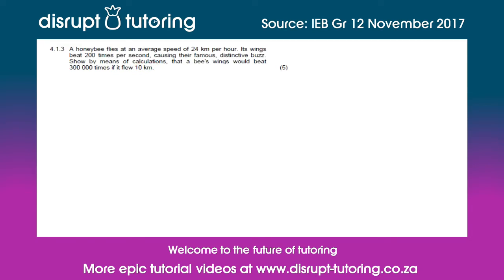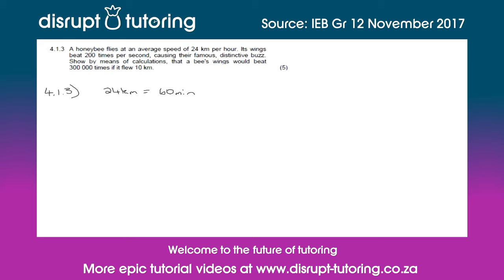So first of all, for 4.1.3, we need to find out how long it will take the bee to fly 10 kilometers. So we know that it's 24 kilometers per hour, so that means it can go 24 kilometers in 60 minutes, because we know there's 60 minutes in an hour. So 24 kilometers equals 60 minutes.